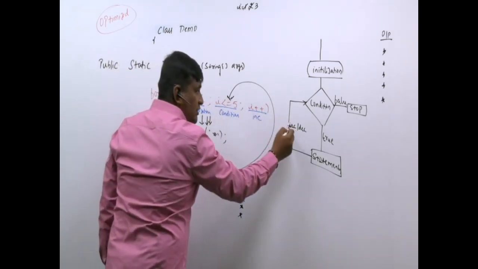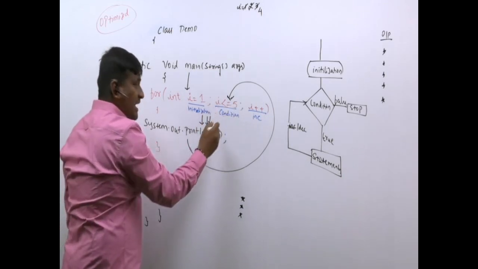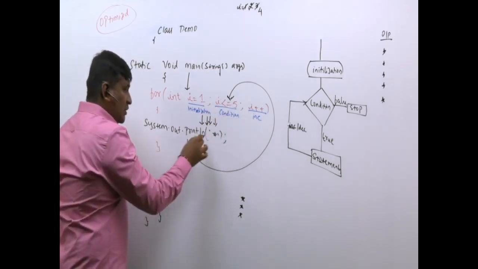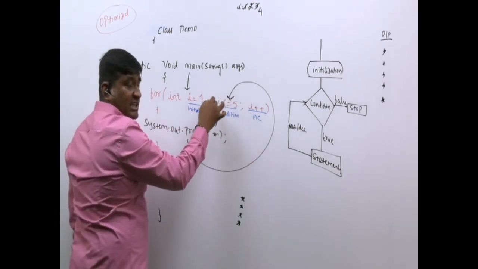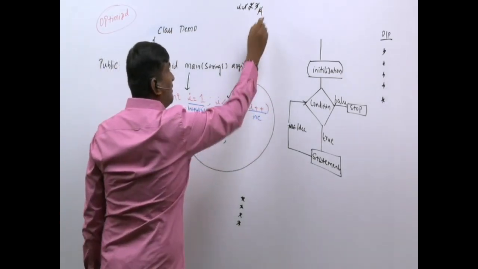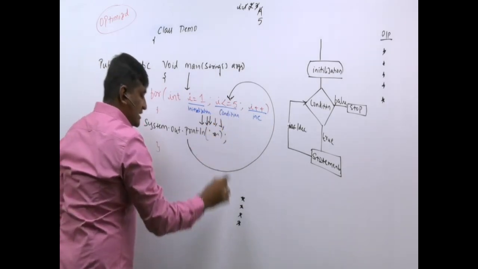Before checking the condition, what you should do? Increment. I becomes 4. Is 4 less than or equal to 5? Yes. Come inside. System.out.println, print what? Star. Again, go back and check the condition. Before checking the condition, you should increment. From 4, it will become what? 5. Is 5 less than or equal to 5? Yes, come inside. So print the star.